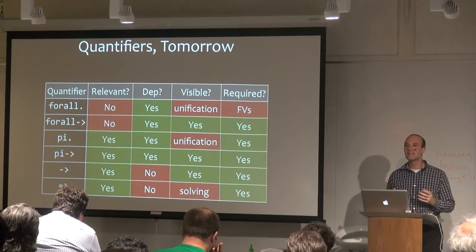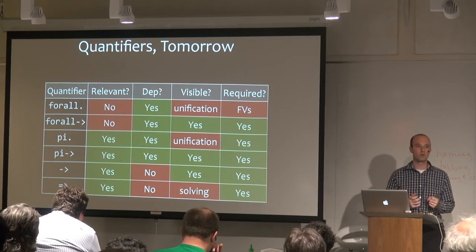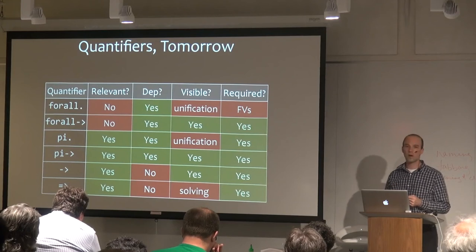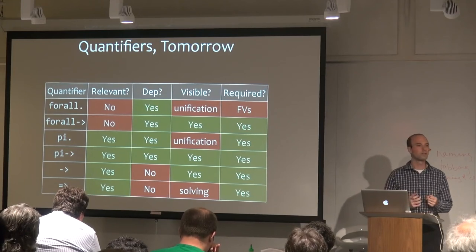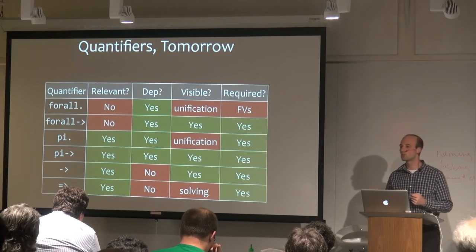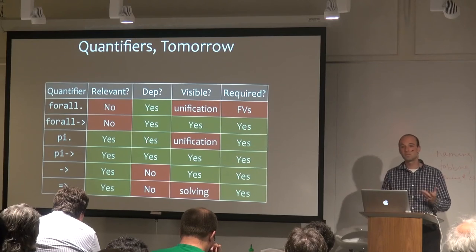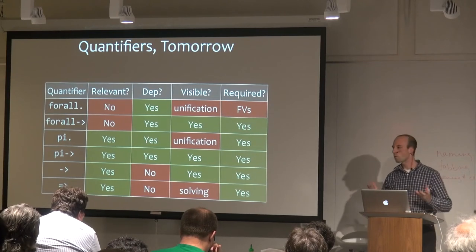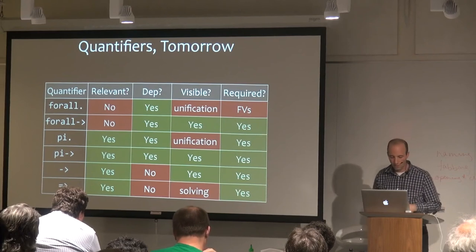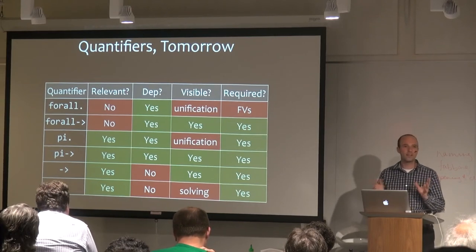For completeness, it also seems to make sense to have forall arrow. It's unclear whether or not we will ever use it. When we call the id function, we might have to pass in the type, maybe, so people want that to happen. But for forall arrow, that's just syntax.